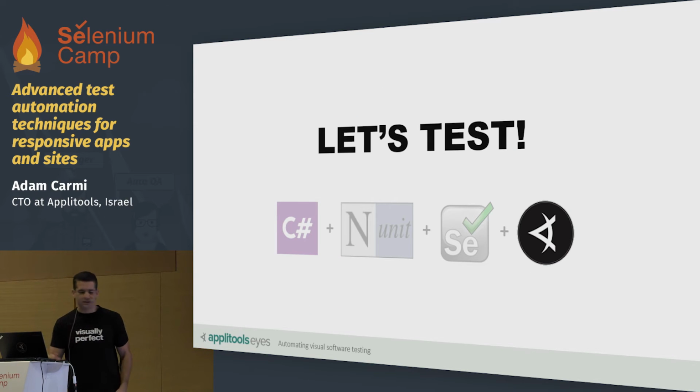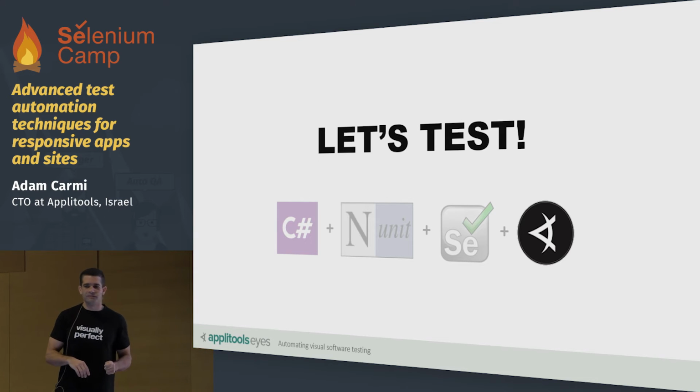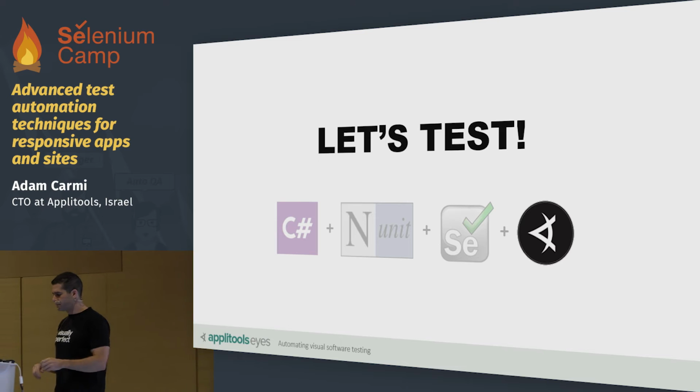OK, so we've talked enough. Let's go back to code. And now we're going to add visual validation to our test using Applitools Eyes.